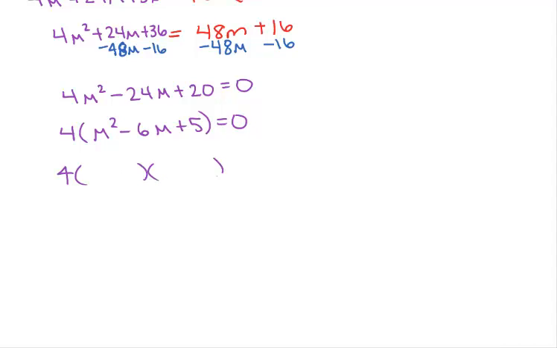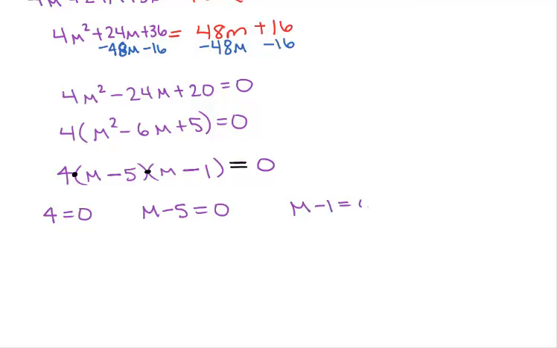Setting up my two sets of parentheses to factor the trinomial gives me m times m, which is m squared, and 5 times 1 to give me 5. To give me a negative 6m in the middle, they both need to be minus. Now, I have something multiplied and set equal to 0, so we set all of our parts equal to 0. We get 4 is equal to 0, m minus 5 is equal to 0, and m minus 1 is equal to 0. Starting with my right-hand equation, solve it by adding 1 to both sides. That gives me m is equal to 1. In my middle equation, I add 5 to both sides. That gives me the answer m is equal to 5.